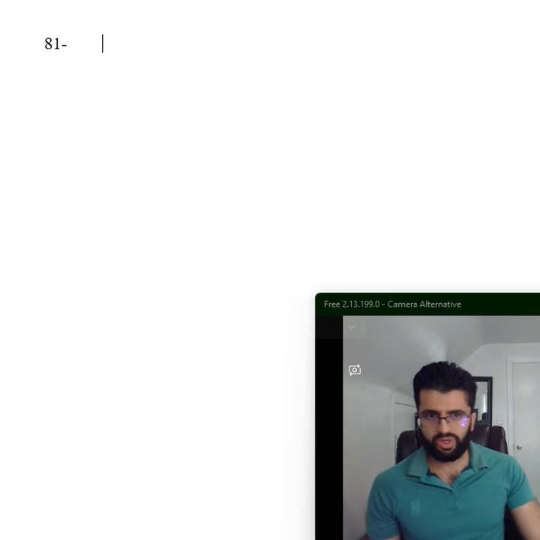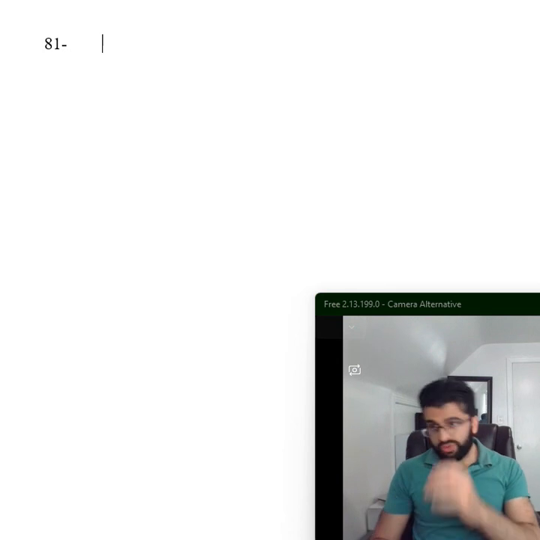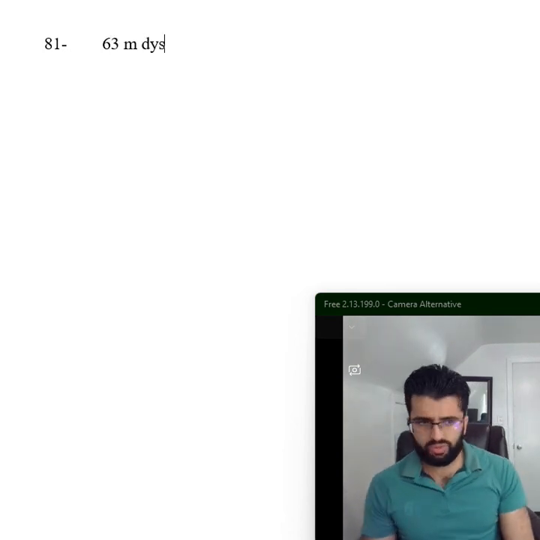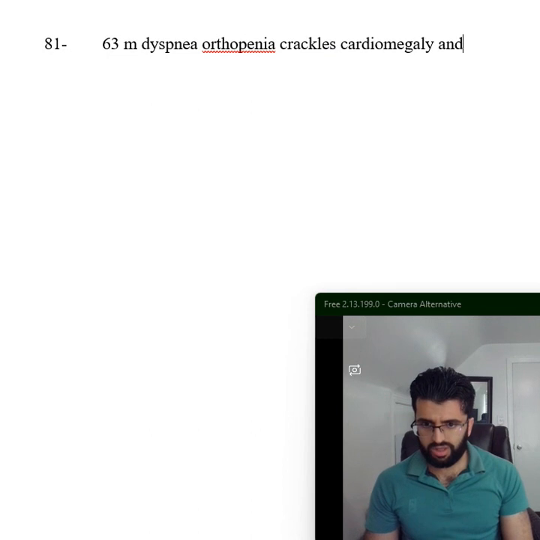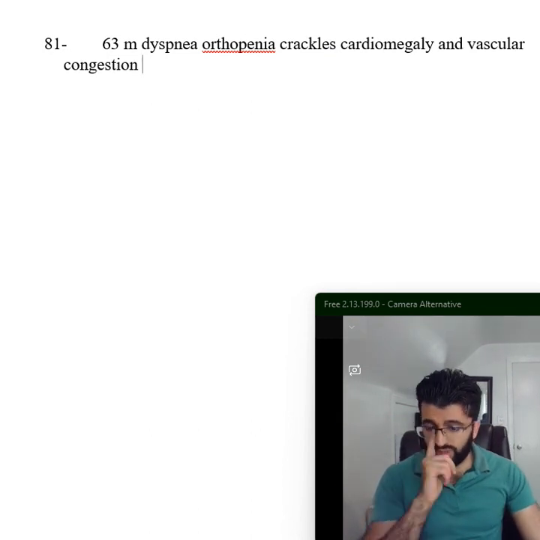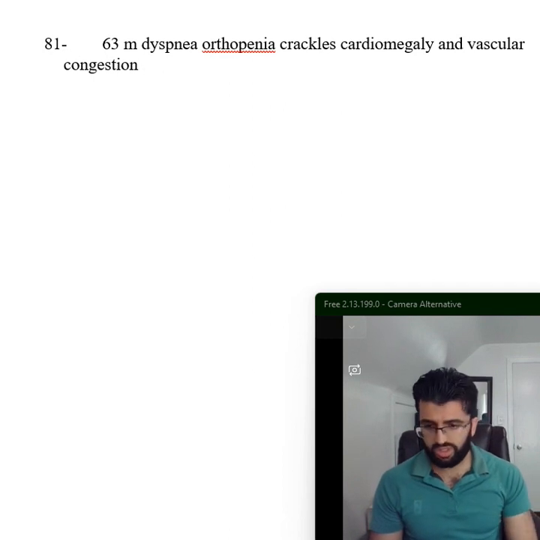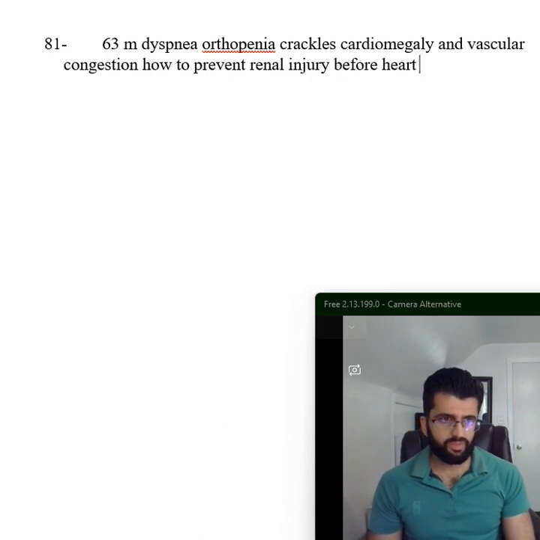Hello everyone, now we continue with our discussions to crack down the long case scenarios into very small lines. So this is what we're gonna do. You see a 63-year-old man who comes in with dyspnea, orthopnea and crackles. There is cardiomegaly and vascular congestion. And so the question is, what is the proper procedural intervention to prevent kidney injury? How to prevent renal injury for heart cath.